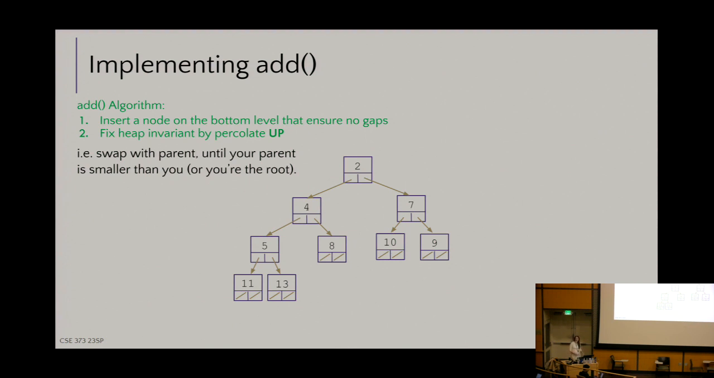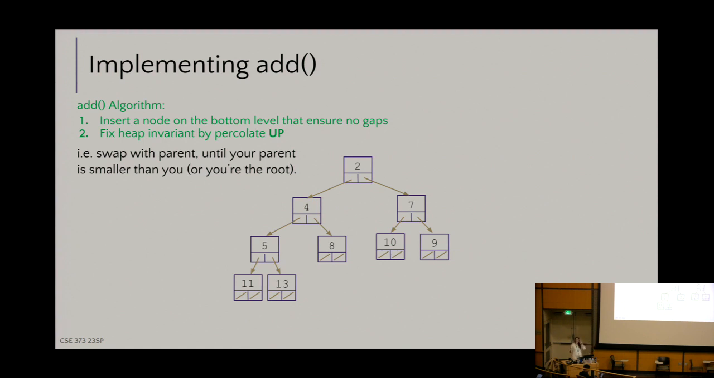Add follows similar logic to remove min, where we are going to maintain the heap structure invariant and percolate in order to fix the heap ordering structure. So again, the opposite of the self-balancing trees, we maintain the structure property first, and then we fix the ordering after. So the way that we would implement add then, we are going to add a node to maintain the completeness invariant.